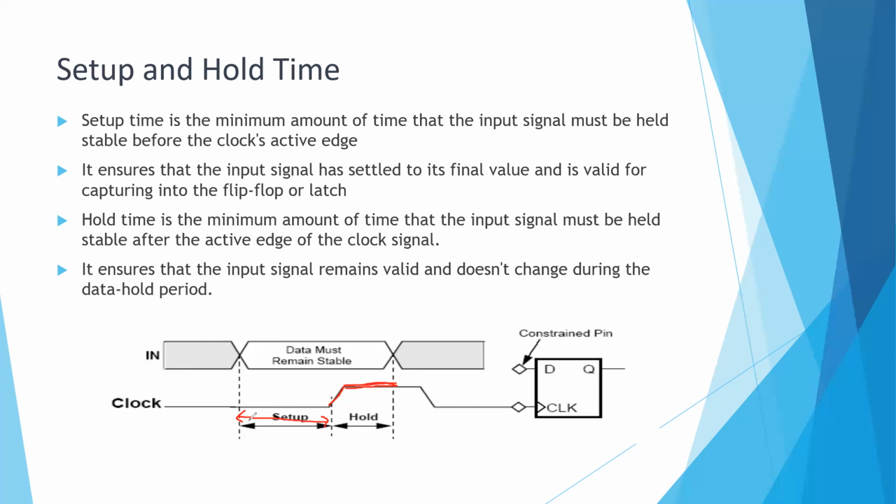If the data is not stable during this window, there is a chance of metastability. Metastability is a condition in which the output is unpredictable. It remains in a state which is not predicted, which is not the correct state. So to avoid that, we must not violate the setup and hold time constraints.